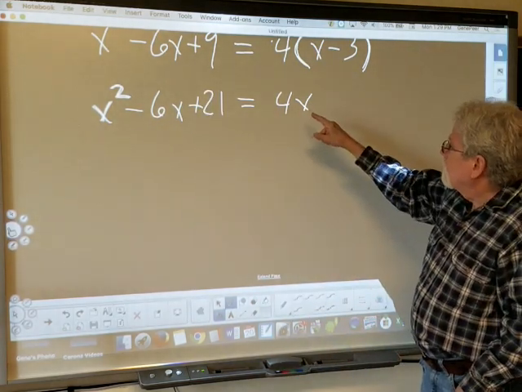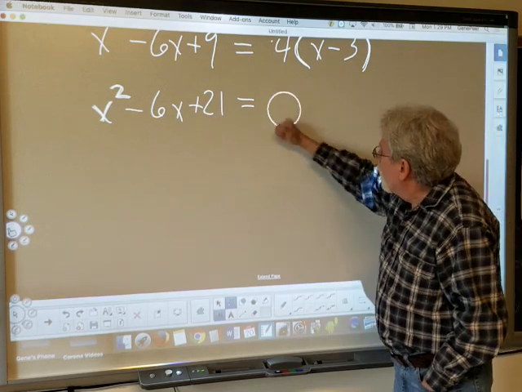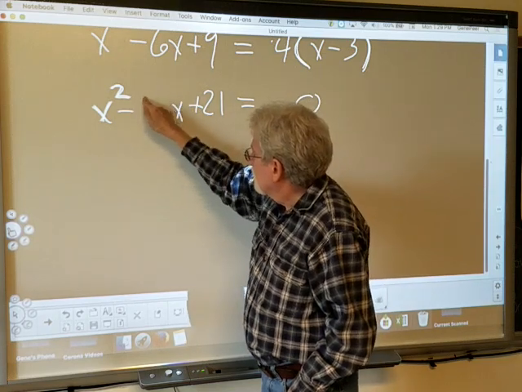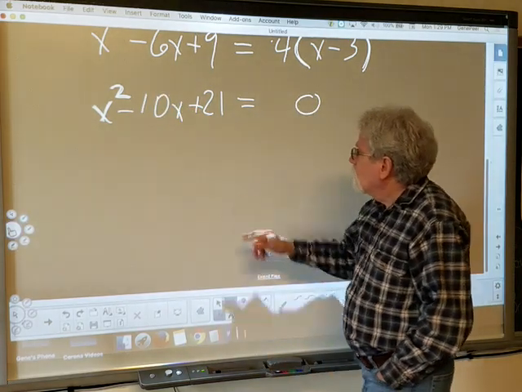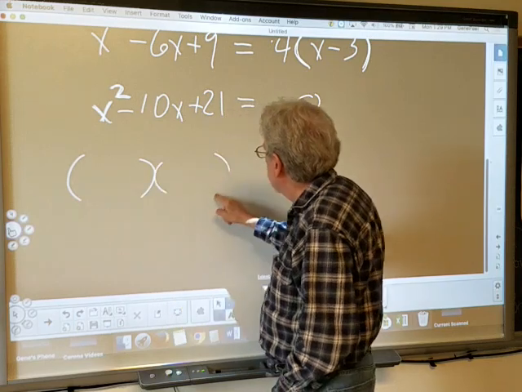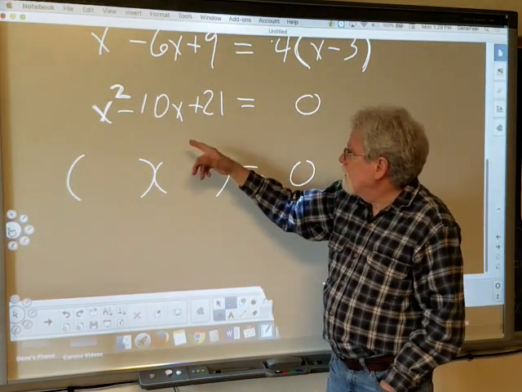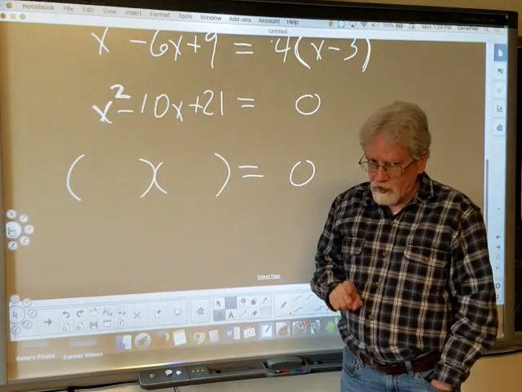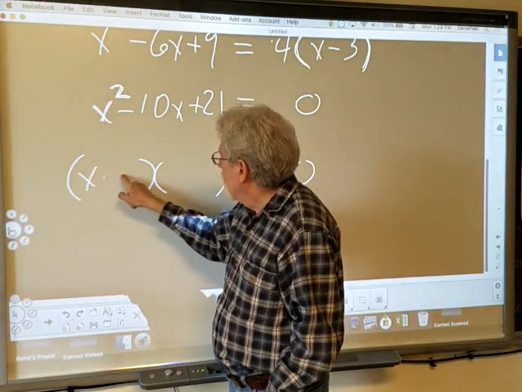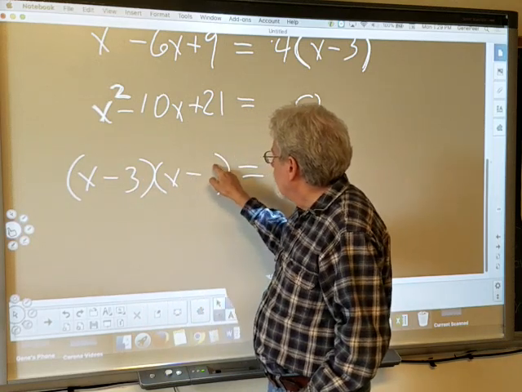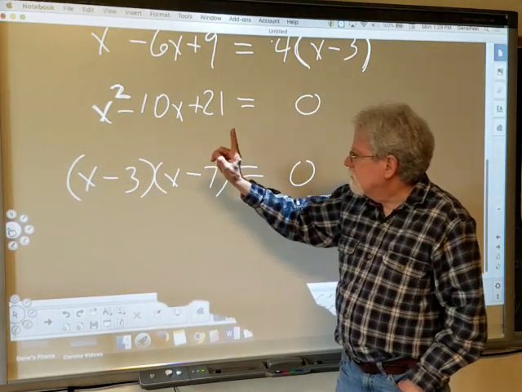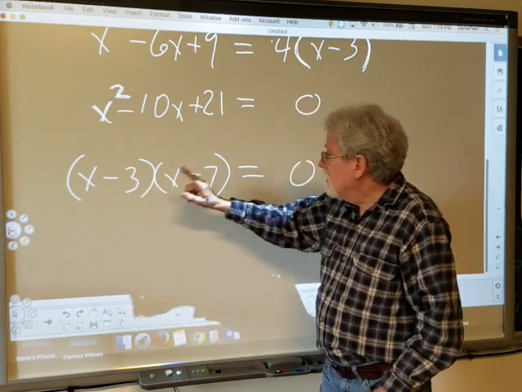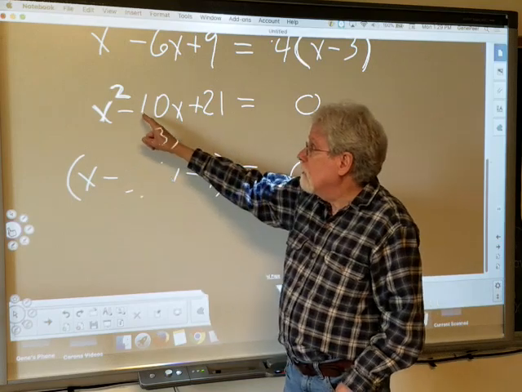Then we'll subtract 4x from this side, it's gone. And subtract 4x from this side, we get minus 10x. Now we just need two things that multiply to give 21 and add to give negative 10. Shouldn't take too long to come up with x minus 3 and x minus 7. Because negative 3 times negative 7 is positive 21. And negative 3 plus negative 7 is indeed negative 10.